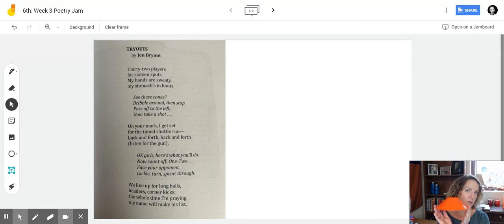This is supposed to be an orange cone and it has something very much to do with our poem for the day, which is called Tryouts by Jen Bryant.